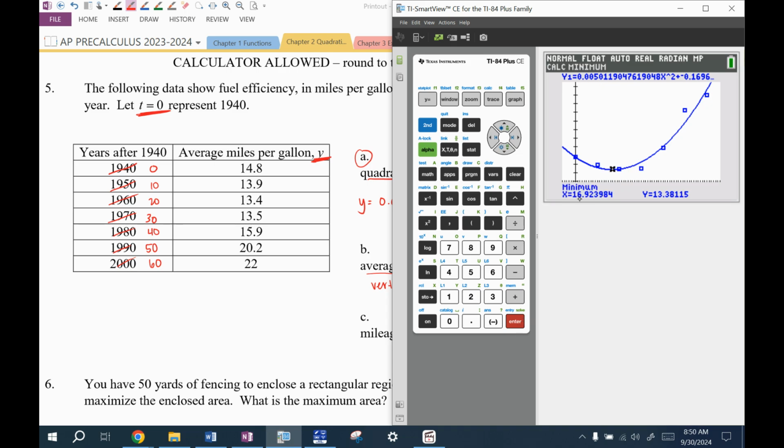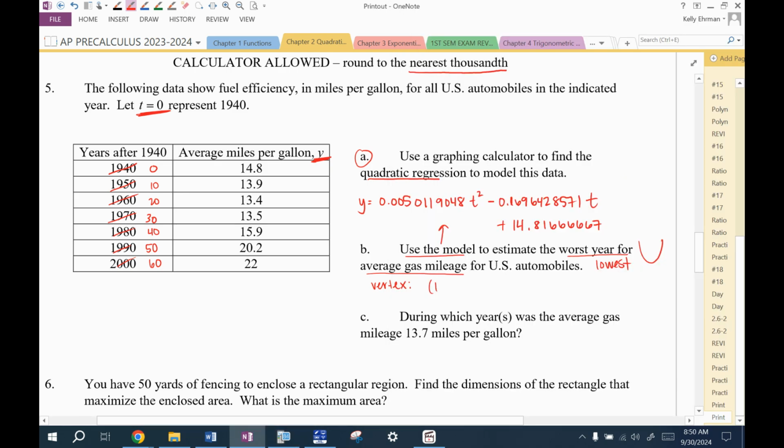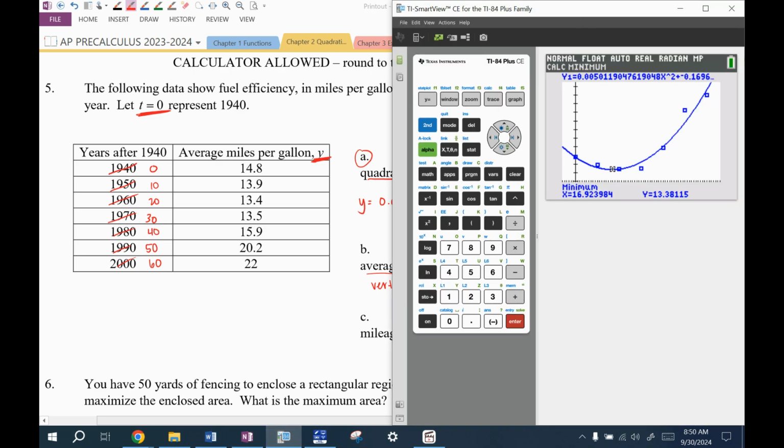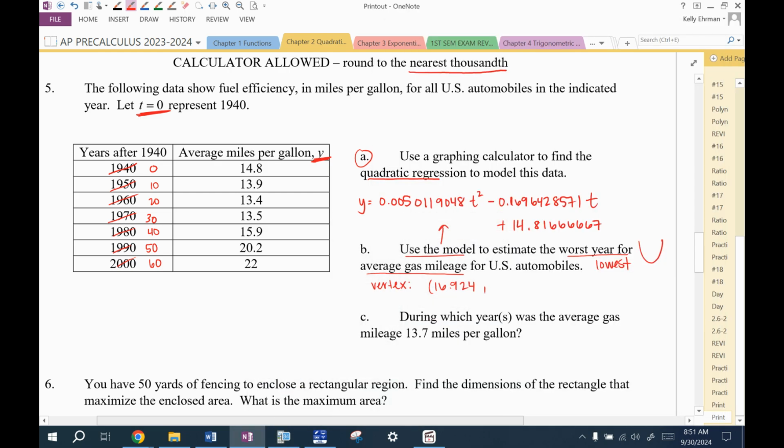So I'm going to write this down. This is where I can round to 3 places. 16.924. And the average gas mileage, I don't need the y coordinate there. So the y coordinate was 13.381. I'm going to write it down. So this is the gas mileage. The question was find the year. So this is the year.